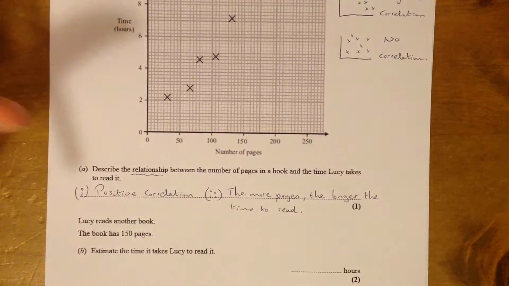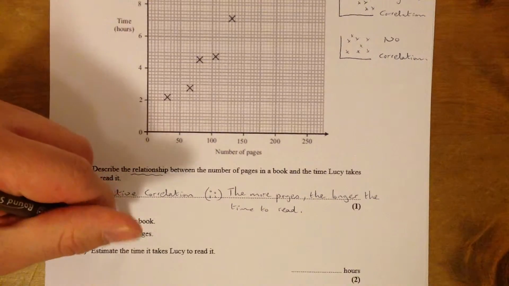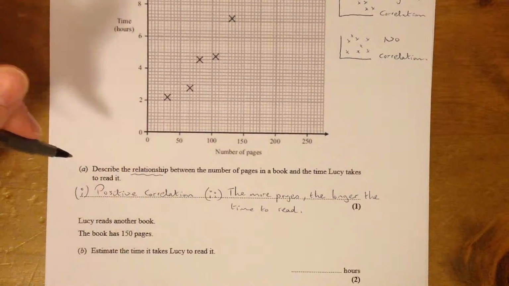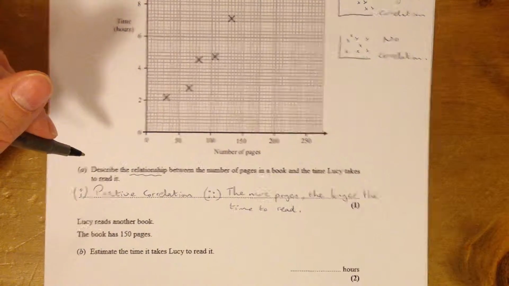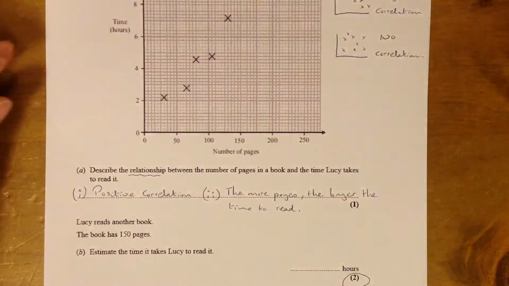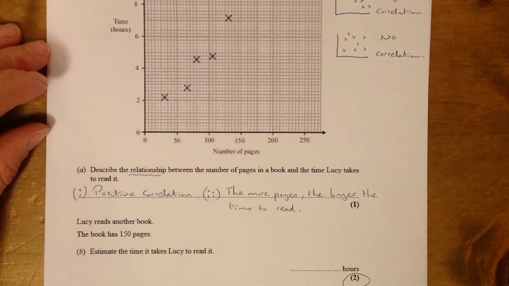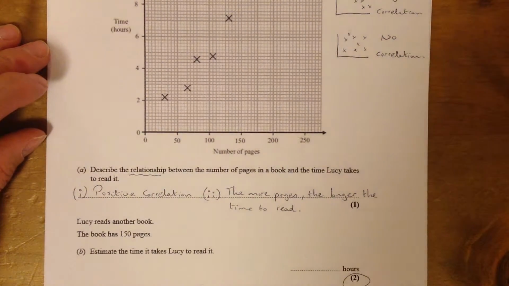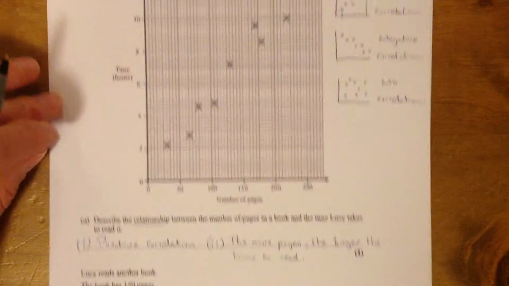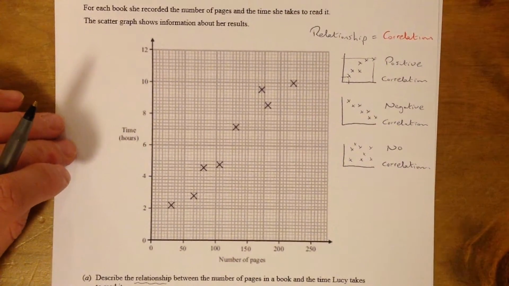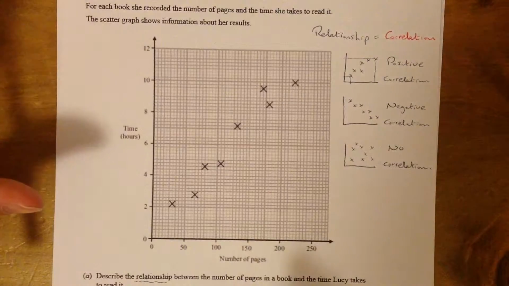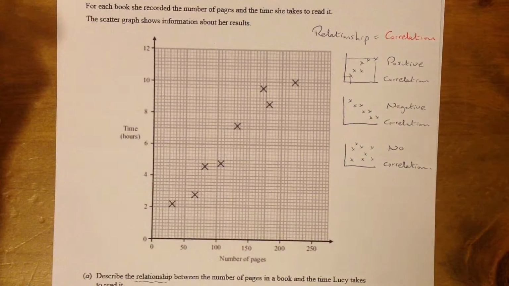Lucy reads a further book, so we've got a 9th one now, and it has 150 pages. Estimate the time it takes Lucy to read it. Now, this is a 2-mark question, and that 2-mark question is a really big hint to you to say it's not just acceptable to get the answer right. You've got to do something to show the examiner how you got it. If you just wrote the answer, even if it was correct, you would only get 1 mark on this question.